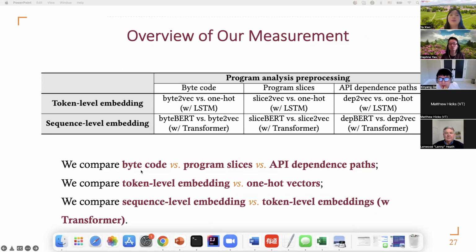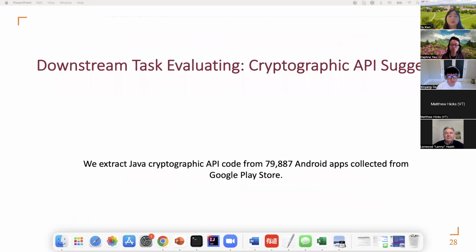Overall, we have 3 groups of comparisons. First, we compare between bytecode and program slices and API dependence paths. And then we compare the token level embeddings versus one-hot vectors, which means without token level embedding. And finally, we compare sequence level embedding versus token level embedding, which means no sequence level pre-training is here.